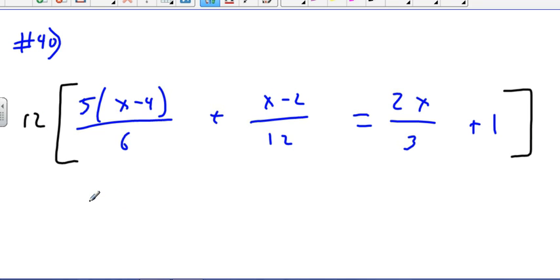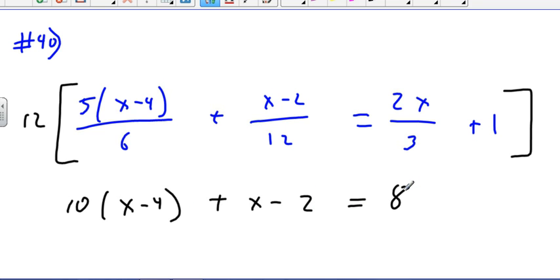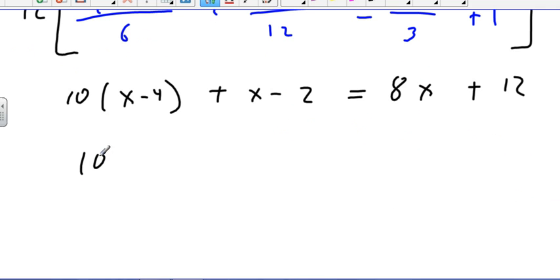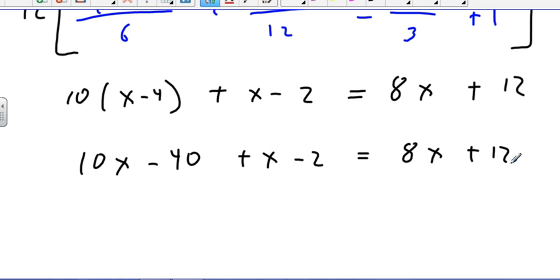Right, so I'm going to have 10x minus 4 plus x minus 2 is equal to 8x plus 12. Much better. All right, I'm going to combine things. 10x minus 40 plus another x minus 2 is equal to 8x plus 12. Okay, I've got 11x on one side and 8x on the other side, so that when I bring the 8 over there, it's going to be negative.